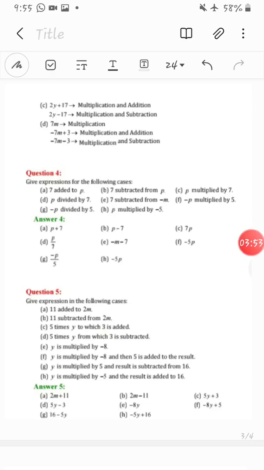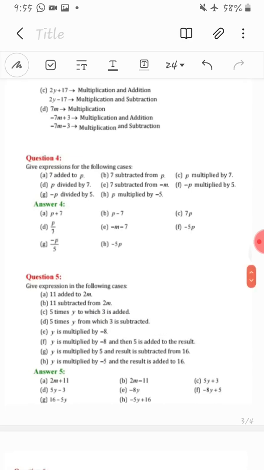3c, it is given twice y plus 17. As we can notice, twice y is given, that means multiplication is already done between 2 and y, and after that addition, so the operation will be multiplication and addition. Same, twice y minus 17, so the operation will be multiplication and subtraction.